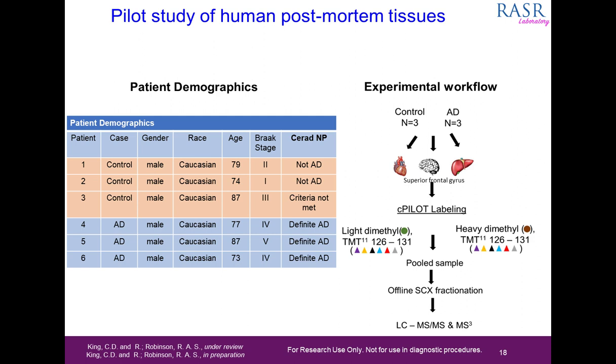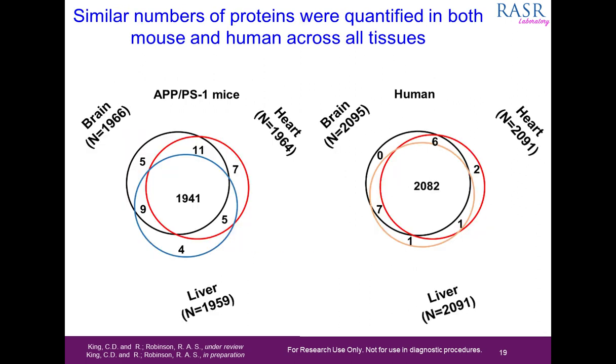And so we did a similar quantitative proteomics study using our C-palette strategy on these sets of tissues. And we wanted to see how relevant were the things that we found in our mouse model to this set of human tissues.